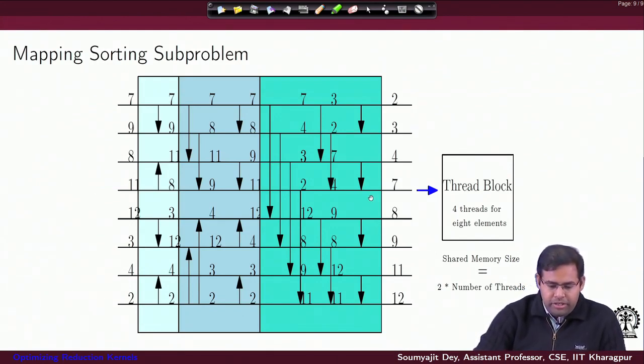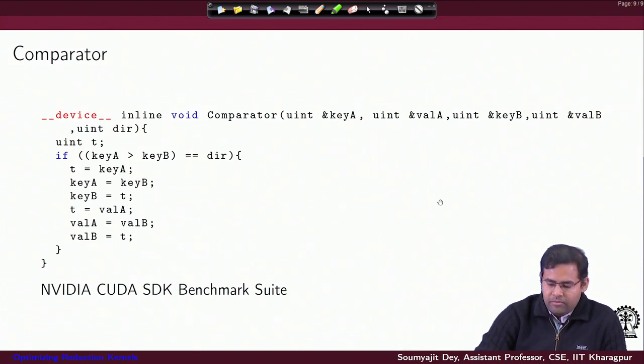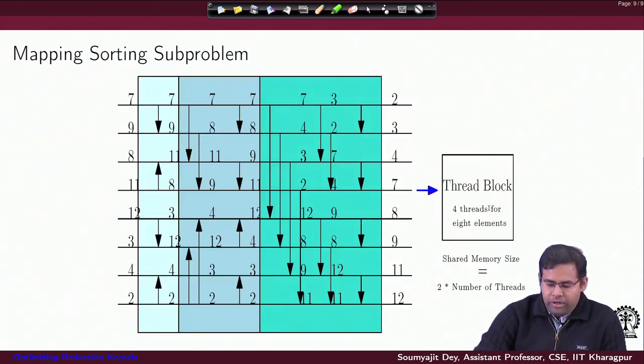Fundamentally we also need to identify the size of the thread block. As we discussed, 4 threads are going to do the job in this case. So if I have an 8 element input, I would require half the number of threads. But what is the shared memory size? It is going to be the same as the input size for each block, right? So it's going to be twice the number of threads, right?